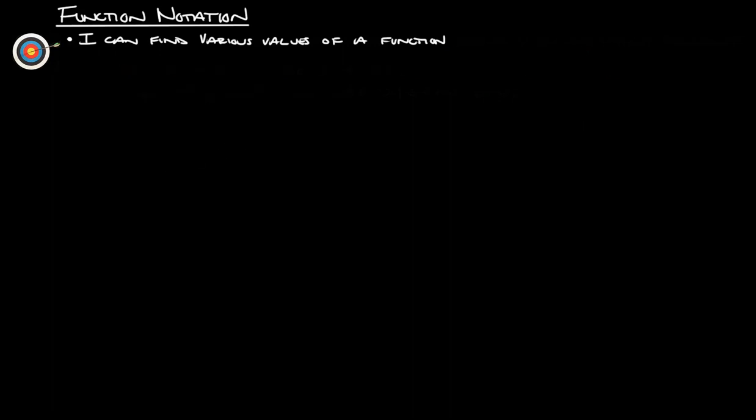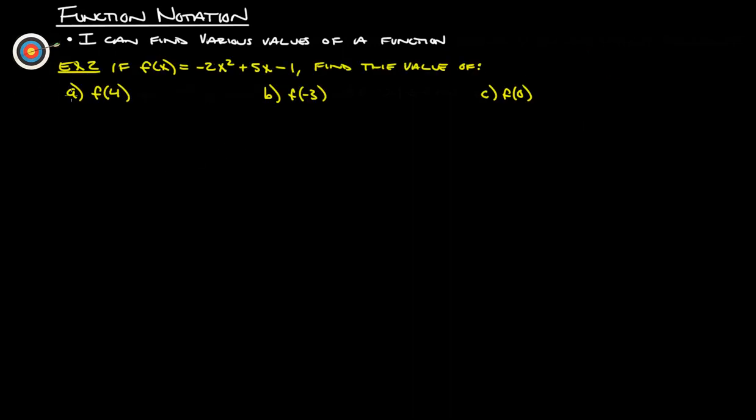Okay. Let's take a look at some examples here. If f of x equals negative 2x squared plus 5x minus 1, find the value of each of these. F of 4 is replacing this f of x, so that's going to be negative 2. Now, instead of x, it's now going to be a 4. So I'm going to do negative 2 times 4 squared plus 5 times 4 minus 1, and then I'm just going to solve that.